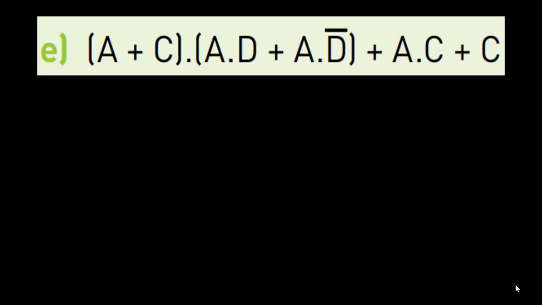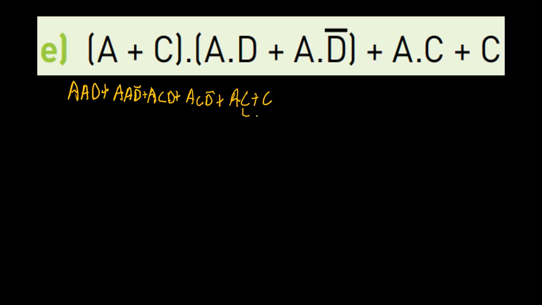This one can look a little overwhelming at first, but all we're going to do is rewrite it and see what we can do. So the first thing I need to do is the FOIL method. That gives me AAD. When I multiply those front terms, I get A A not D. When I multiply the outside terms and the inside terms, it's going to be ACD or ADC, however I want to write it. And the last terms are AC not D. And then I have AC or C.